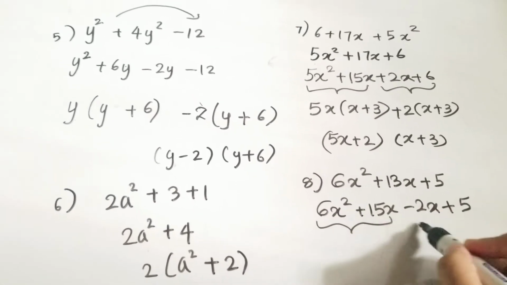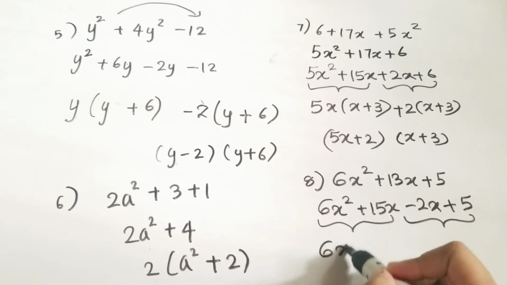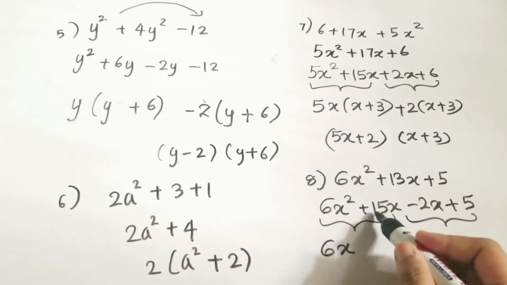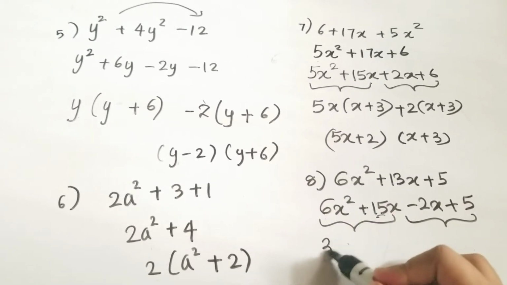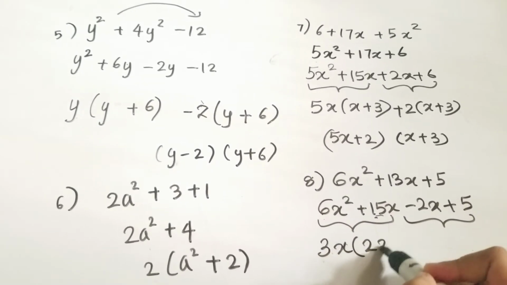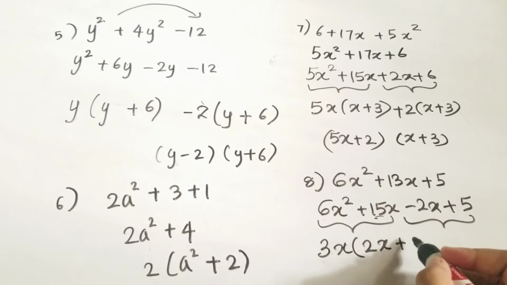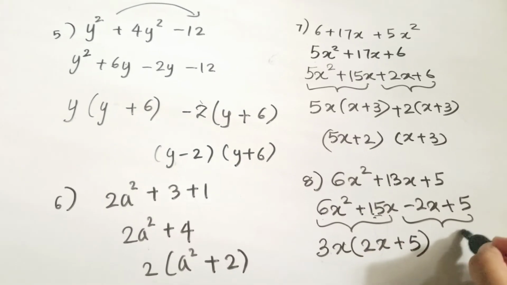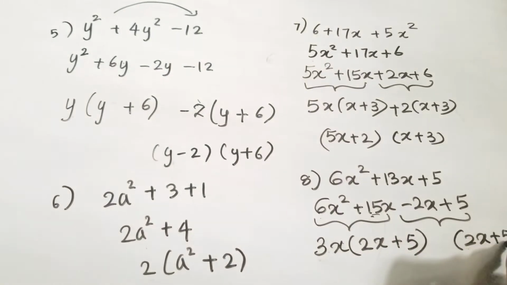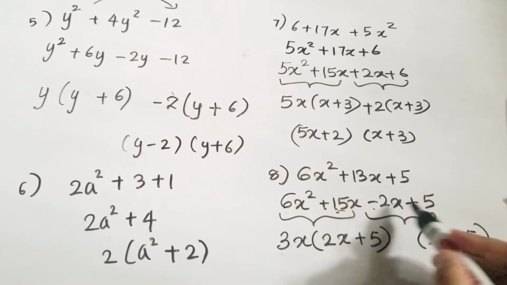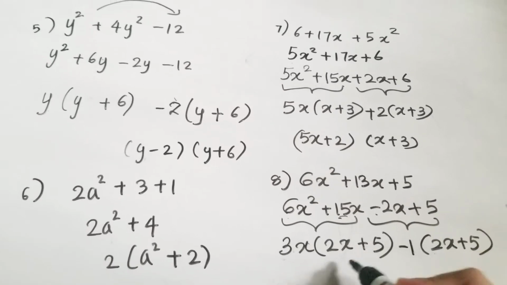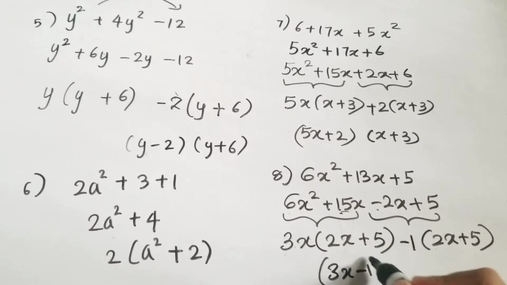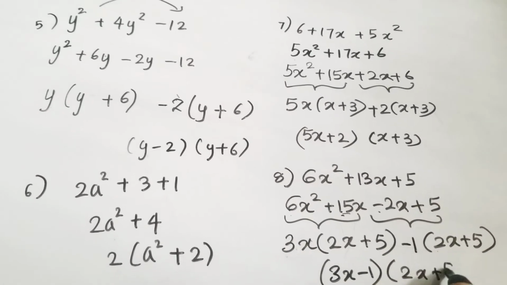So now I'm categorizing this one like this. 6x, if we take 6x, we can't take 15. So we'll take these two, which are multiples of 3. 3x into 2x plus 5. And if you write 2x plus 5 here also, no problem. We'll see whether, if you want minus 2x, if you put minus 1, you get the same thing. So the factors are 3x minus 1 and 2x plus 5.